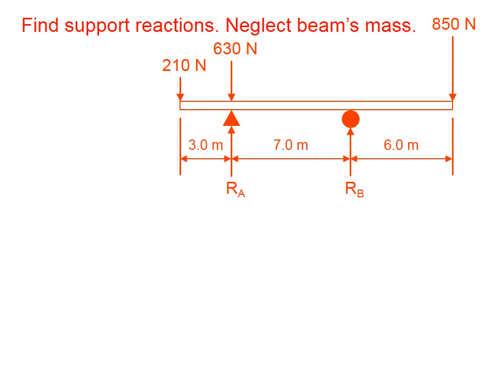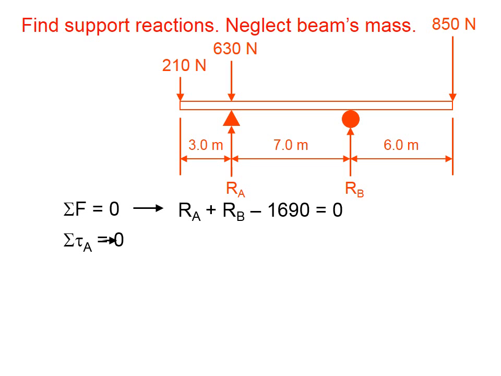Let's try one more. Again, we're going to neglect the beam's mass. We're going to write a force equation where the ups equal the downs. So RA plus RB, those are both acting upwards, minus 210, minus 630, minus 850. All of that gives you a negative 1690, and that should all add up to 0.